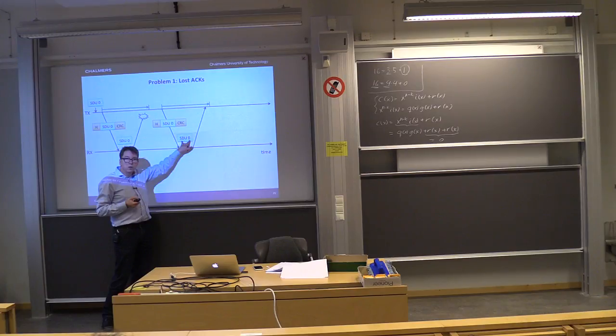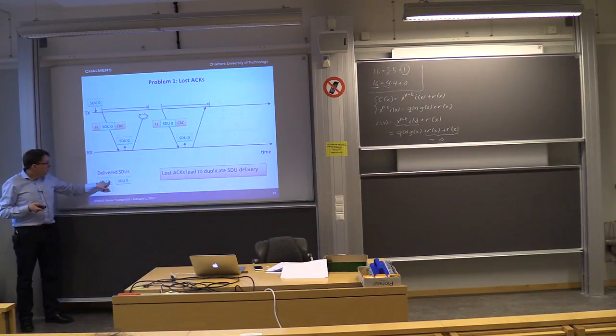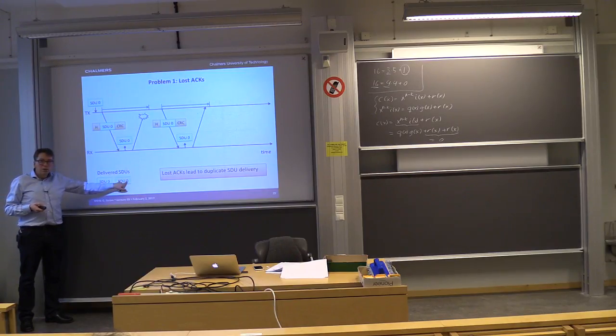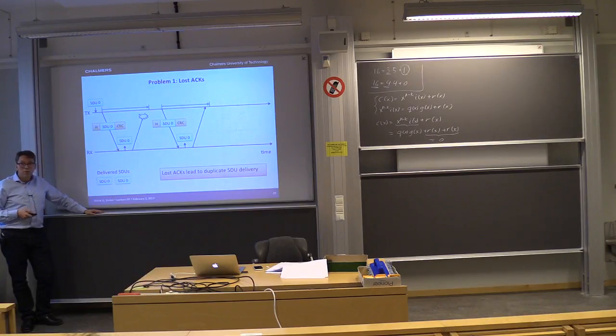This is not good, right? So suppose these are two parts of a video or something like that. The playback is going to be all screwed up. Or two parts of an email. It's going to be duplicated. It's not good. We don't want that, right? So we delivered two identical STUs in this case. And so lost ACKs could lead to duplicate STU delivery. Not good.